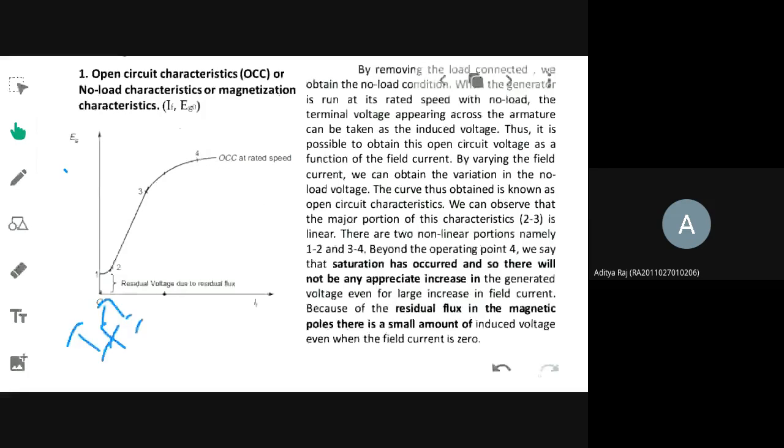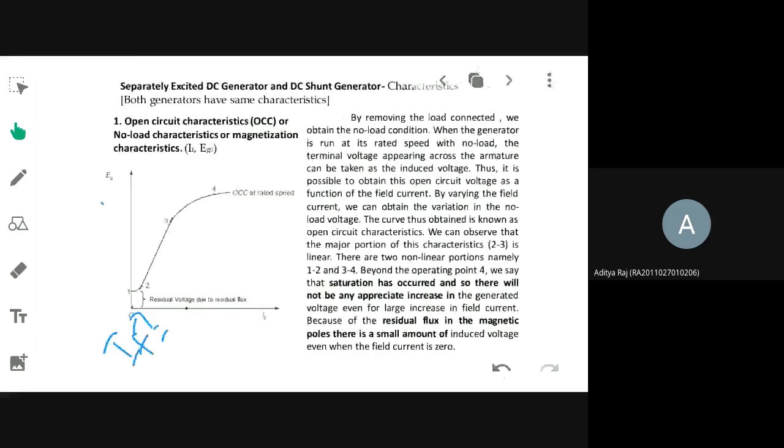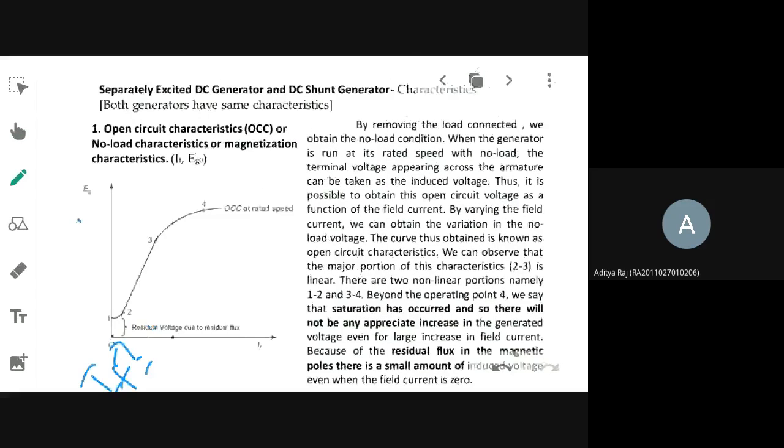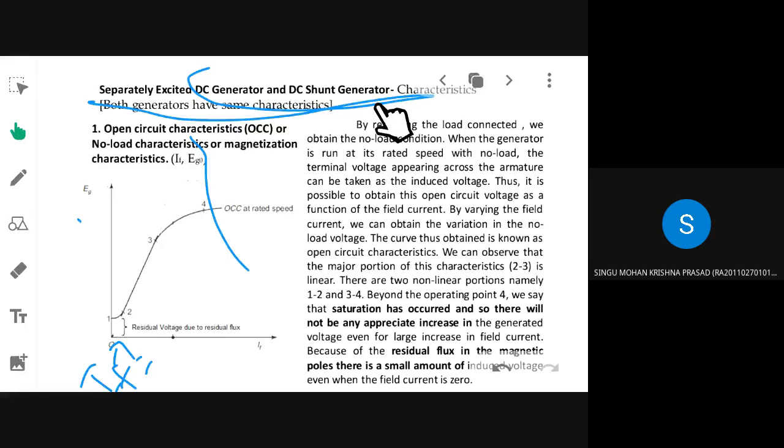So this is the open circuit characteristic that you are going to get. For what type of generators will this be the nature of the curve? That is given in the title. Separately excited DC generator and DC shunt generator. Both will have the same characteristics.